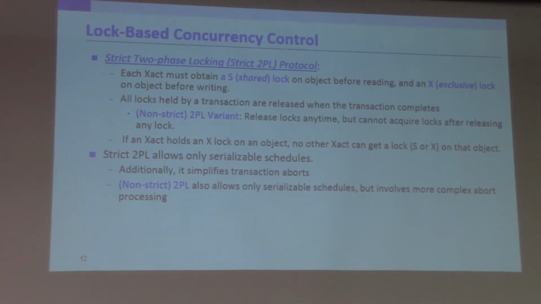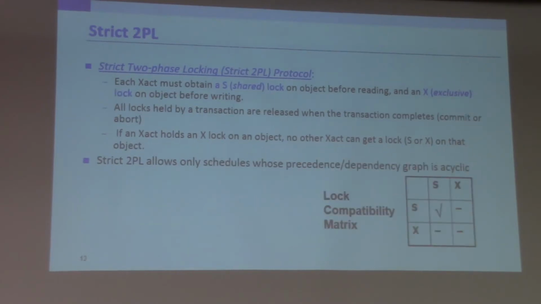There are two types of logs the database system introduced. One is the shared log, denoted as S. The other is the exclusive log, denoted as X. This is what we call the log compatibility matrix. If an object has a shared log on it, it doesn't prevent other transactions from acquiring another shared log on the same object. So a shared log is compatible with another shared log. However, a shared log is not compatible with an exclusive log.